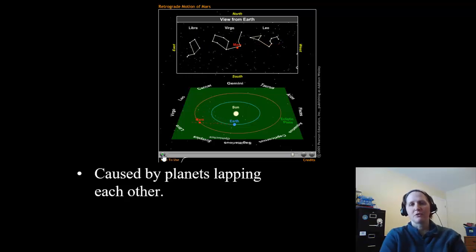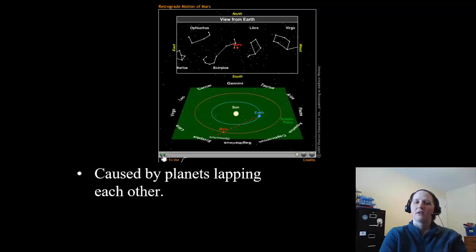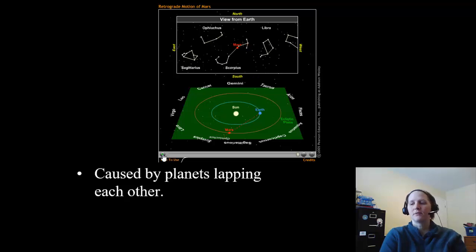So you could say retrograde motion happens whenever one planet passes another. You're not going to see it on a nightly basis. You're going to have to watch the sky for weeks or months, depending on if you're looking at Mars or if you're looking at Saturn, just because the rates are different. The planets move at different speeds.